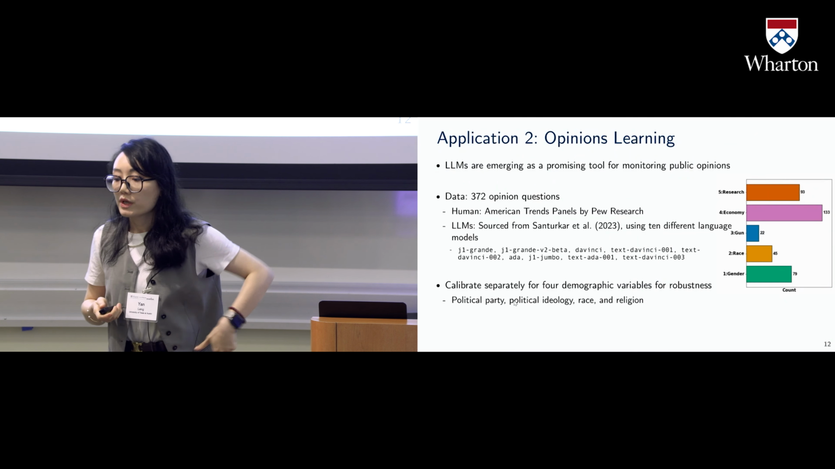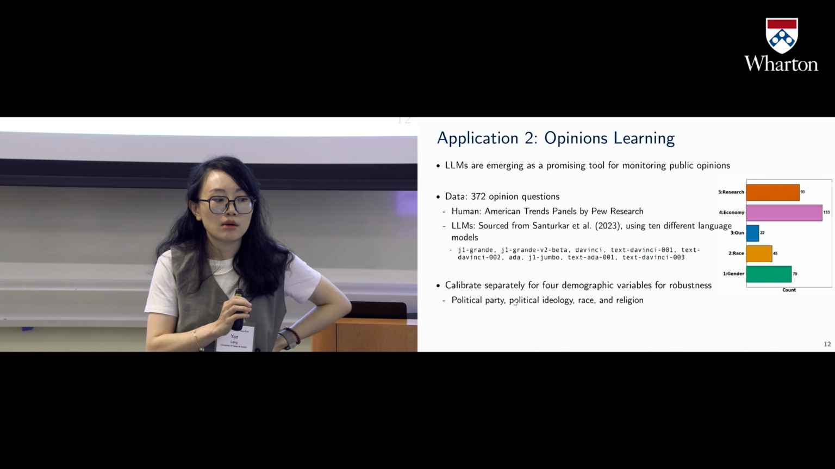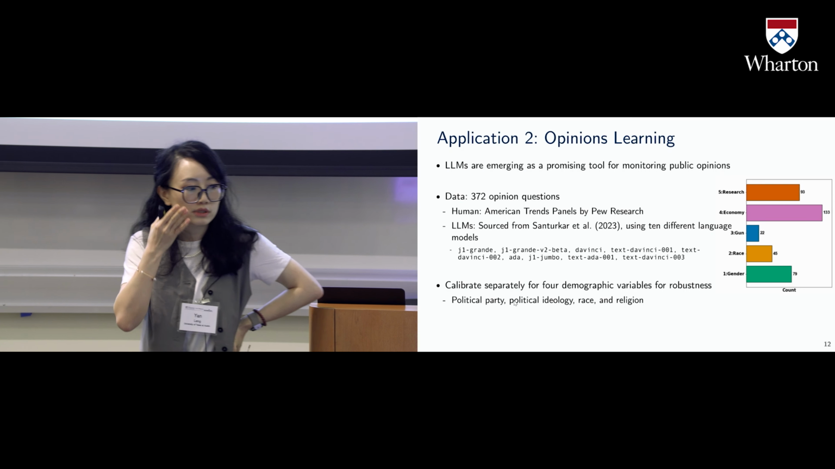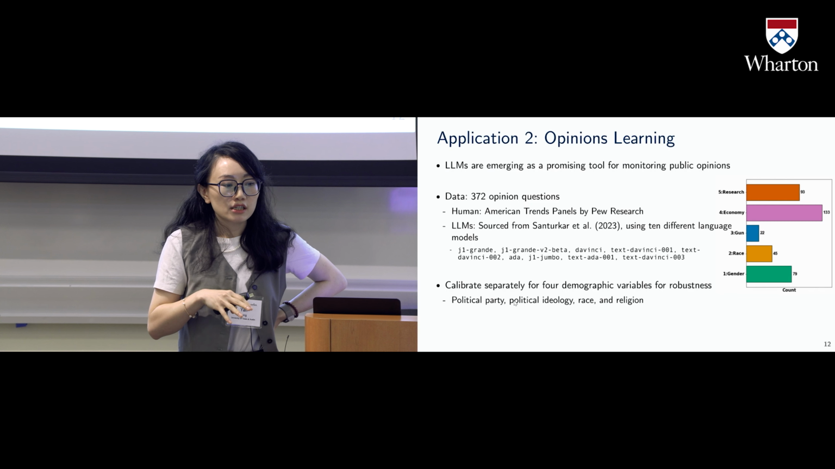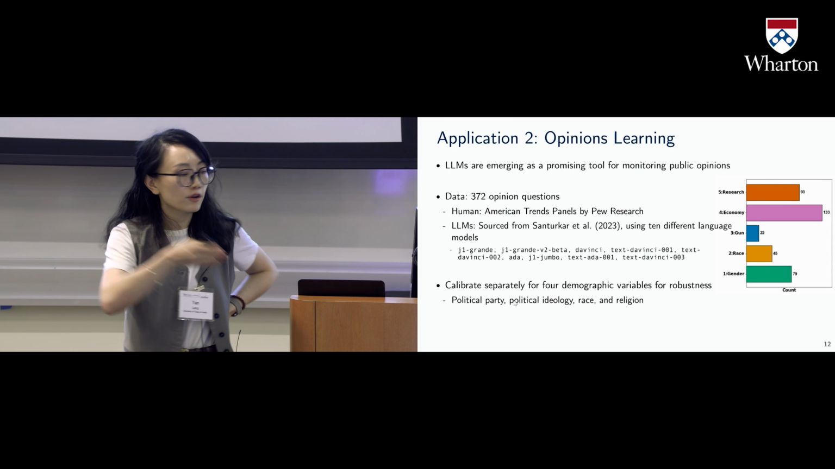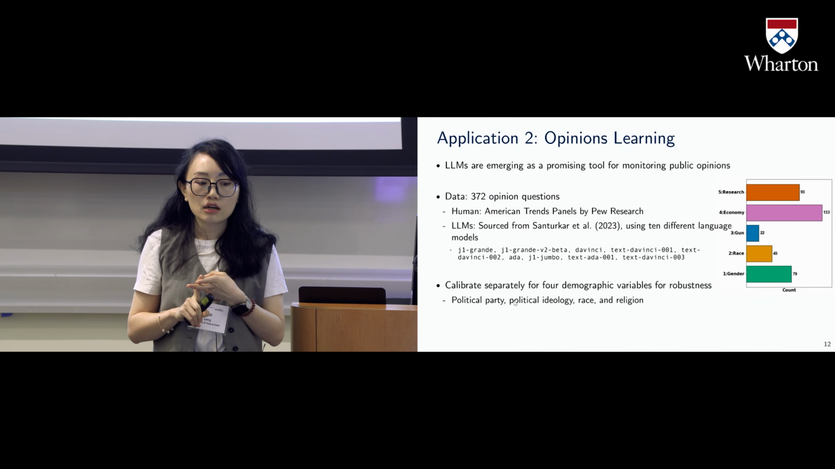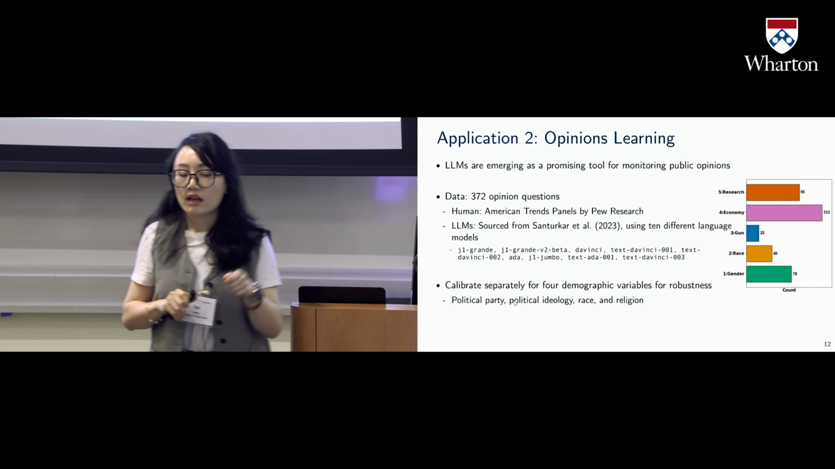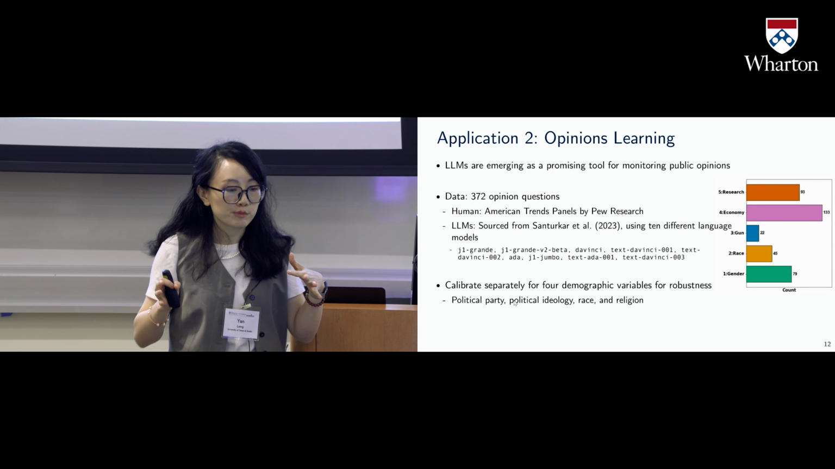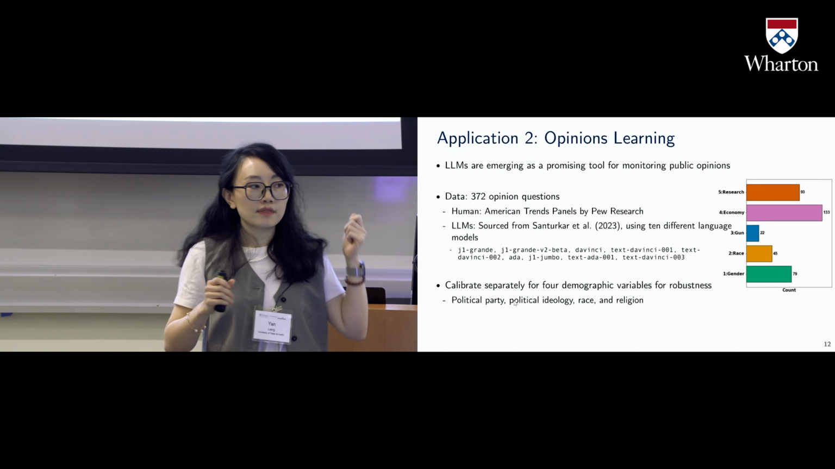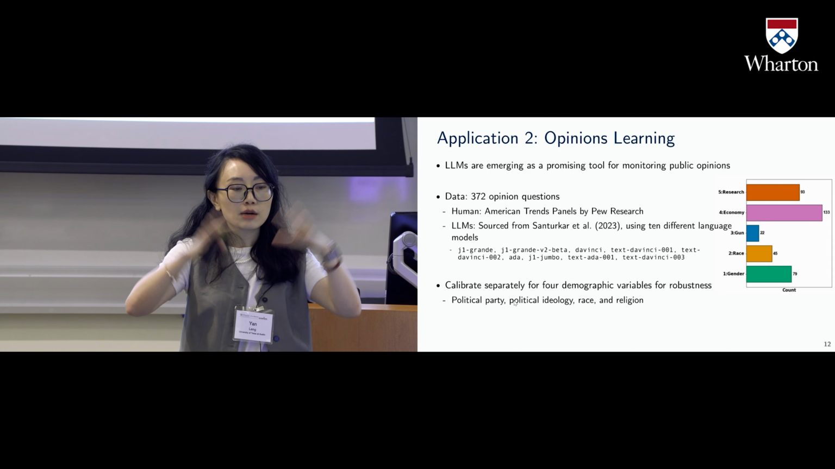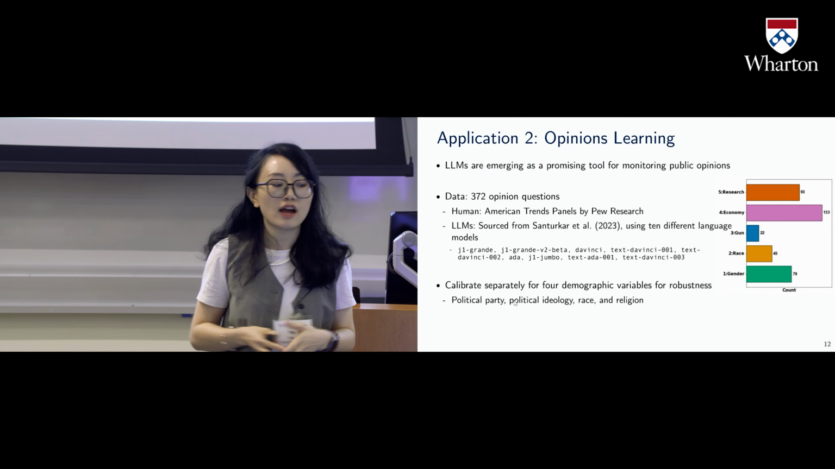In our second application, we use our method in opinion learning, which basically can be used to use LLMs to monitor public opinion about different societal issues. And here, we collect human data from the American Trends Panel by Pew Research, including 372 opinion questions that cover this list of topics: research, economy, gun, race, and gender. And the LLM data were published by a research group at Stanford, where they published the LLM responses for 10 different language models. And applying our method to this application also shows our flexibility in terms of combining the responses from a combination of LLM models.